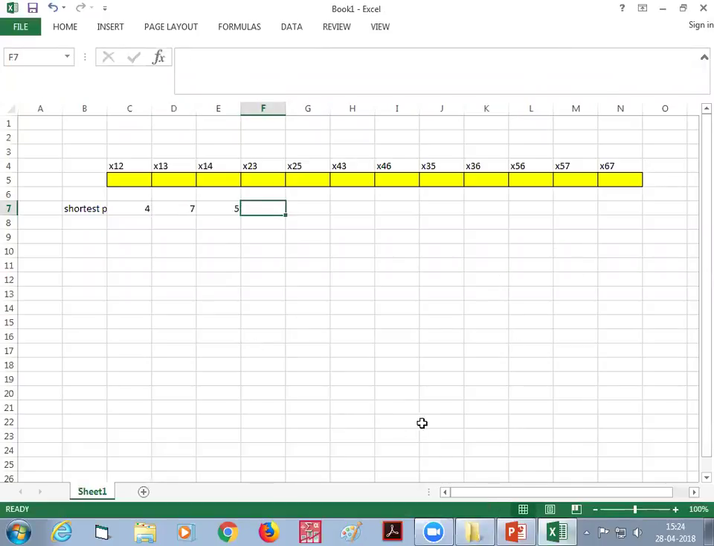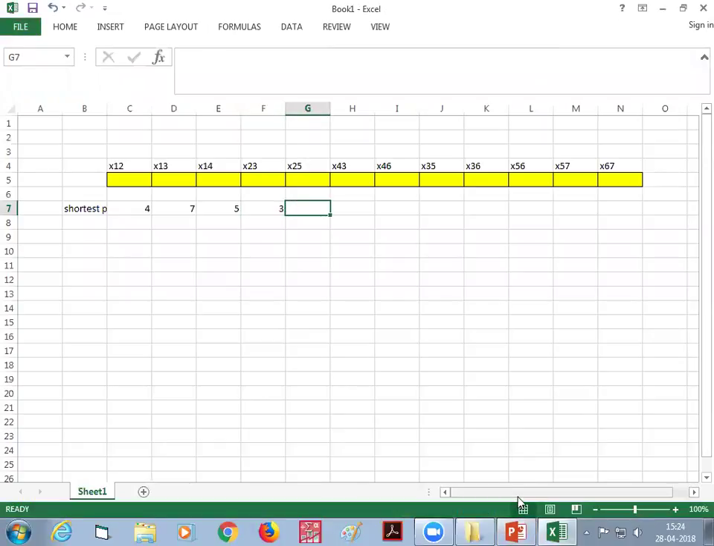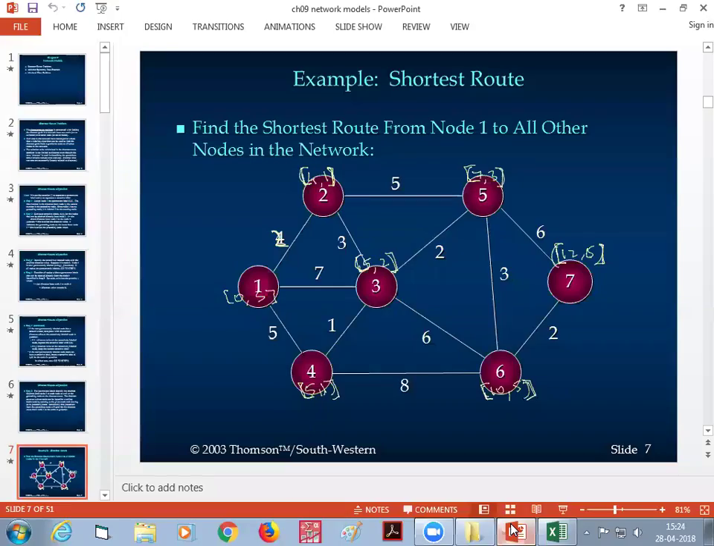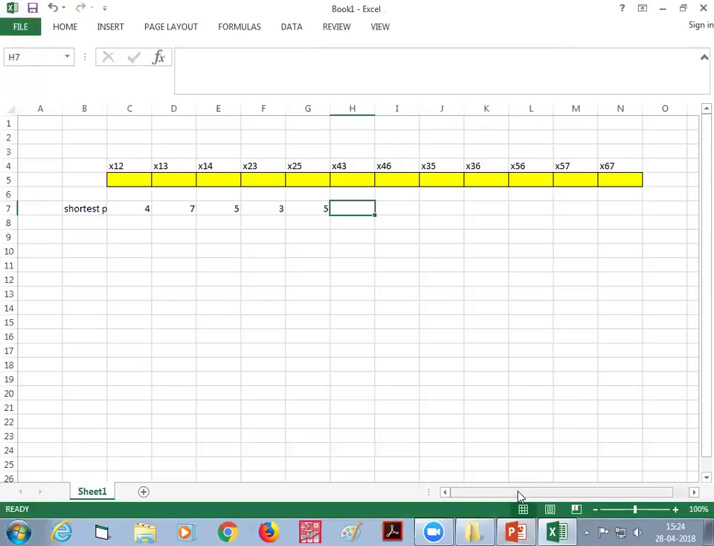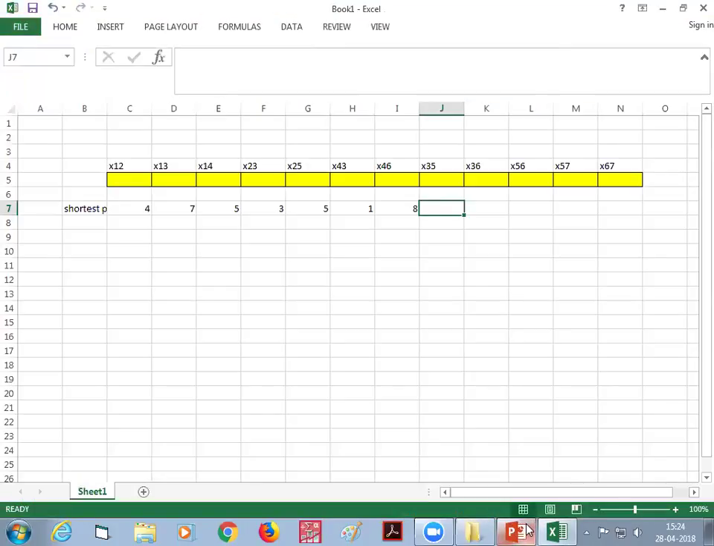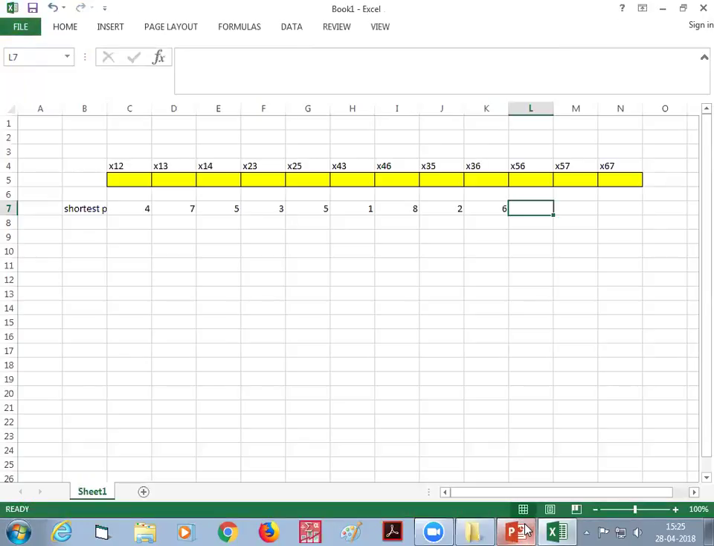Then 3. 2, 3, 2, 5 is 3, 5. Then 4, 3, 4, 6 is 1, 8. Then 3, 5, 3, 6 is 2, 6. And then 3, 6, and 2.